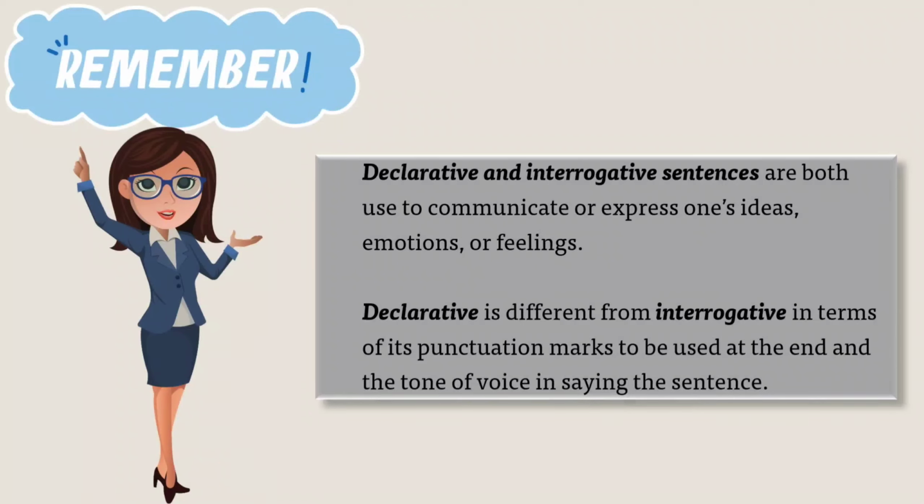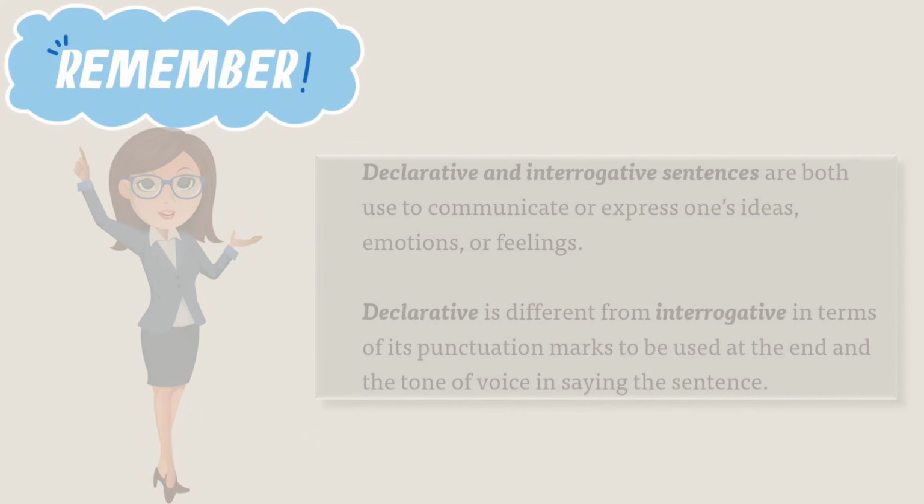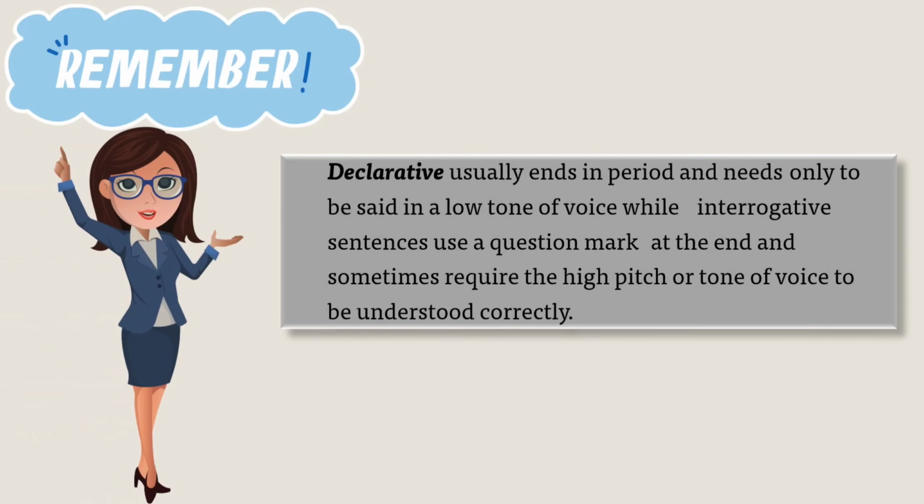Declarative and interrogative sentences are both used to communicate or express one's ideas, emotions, or feelings. Declarative is different from interrogative in terms of its punctuation marks to be used at the end and the tone of voice in saying the sentence. Declarative usually ends in a period and needs only to be said in a low tone of voice, while interrogative sentences use a question mark at the end and sometimes require the high pitch or tone of voice to be understood correctly.